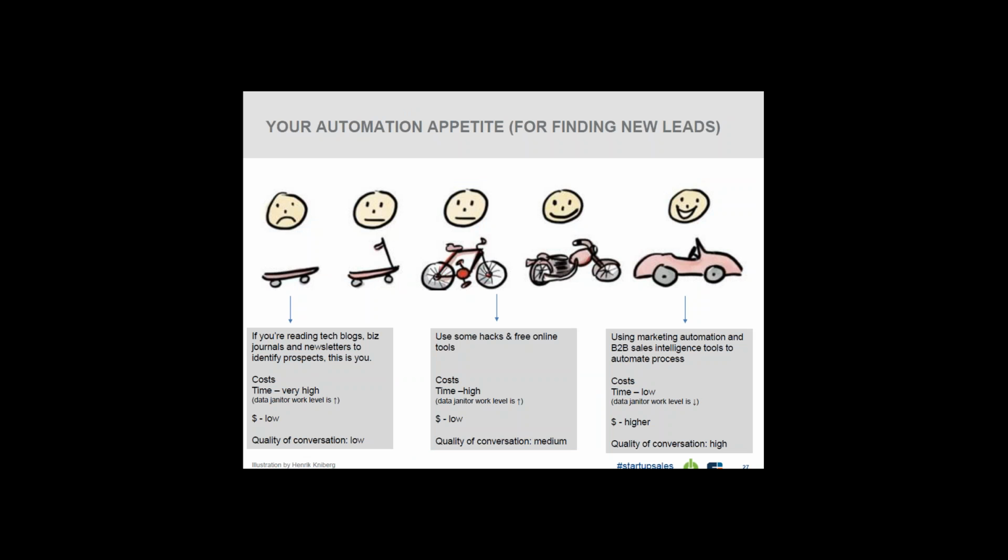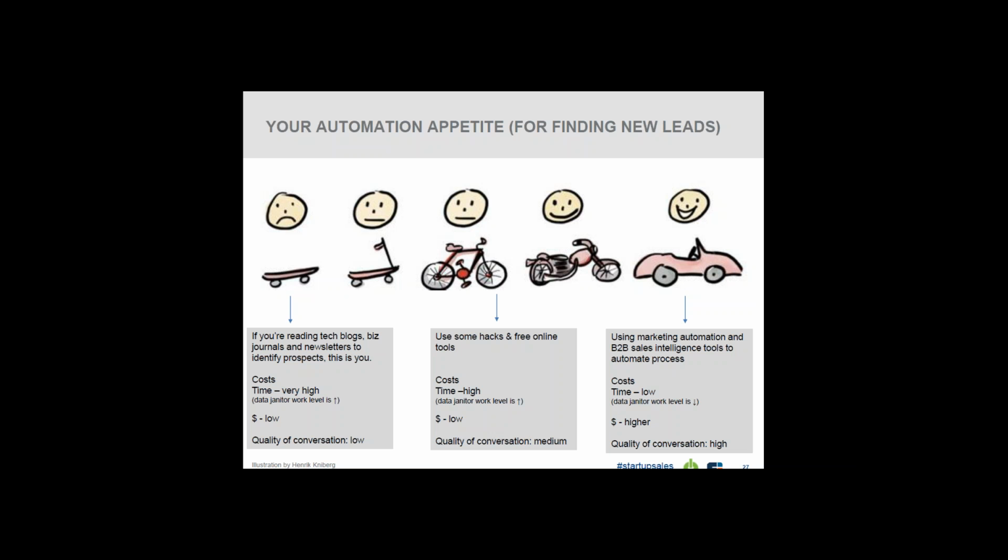So a big part of this is going to be driven by your appetite for automation, right? And so there's a spectrum of automation, and I think most of the folks who sell to startups are on the skateboard, right? They're reading tech blogs, biz journals, they're subscribing to newsletters, they see something and they start emailing and calling folks. And the reality of that is that the time it takes to do that is extremely high. The cost from a pure dollars perspective is low. If you put a value on your time, the cost is actually quite high. And then the quality of conversation tends to be fairly low because you're optimizing for volume. You're not optimizing for the quality of the outreach.